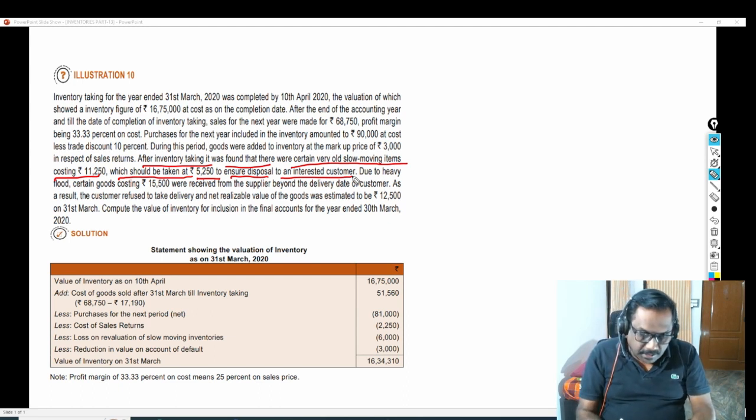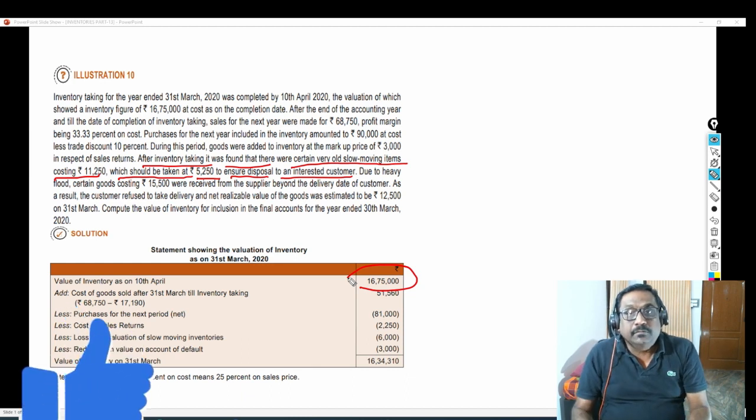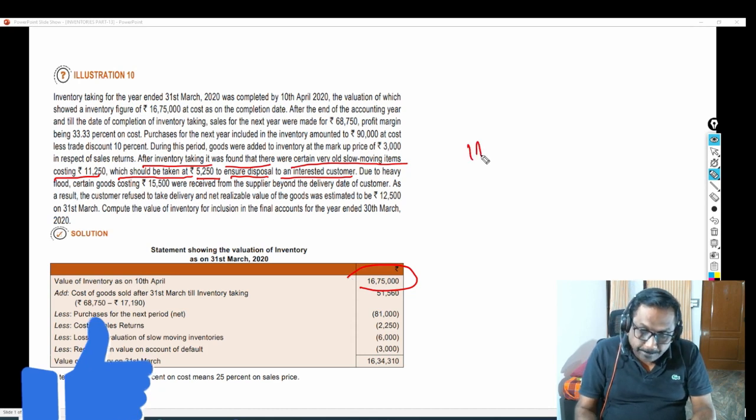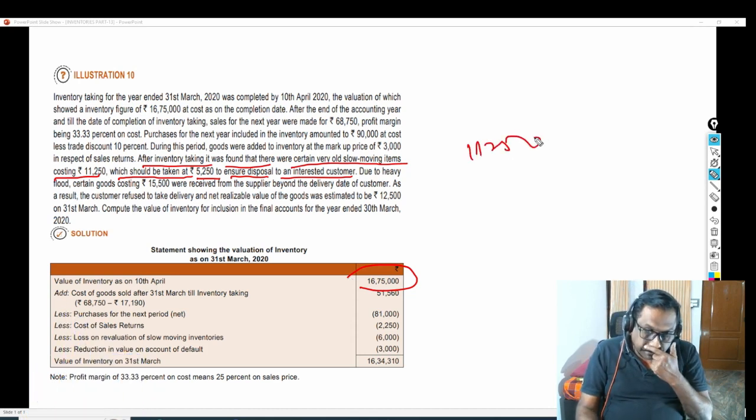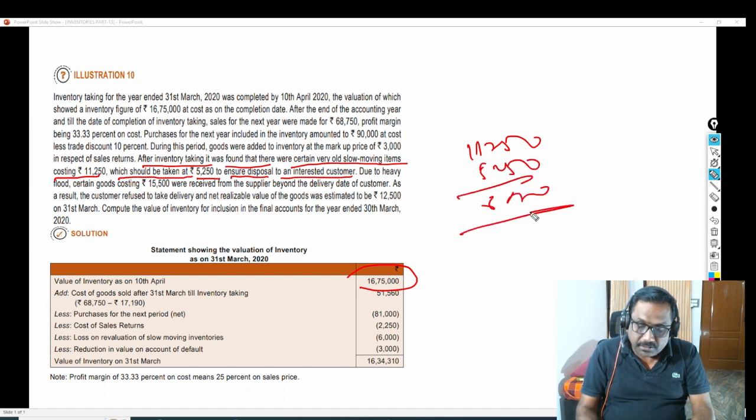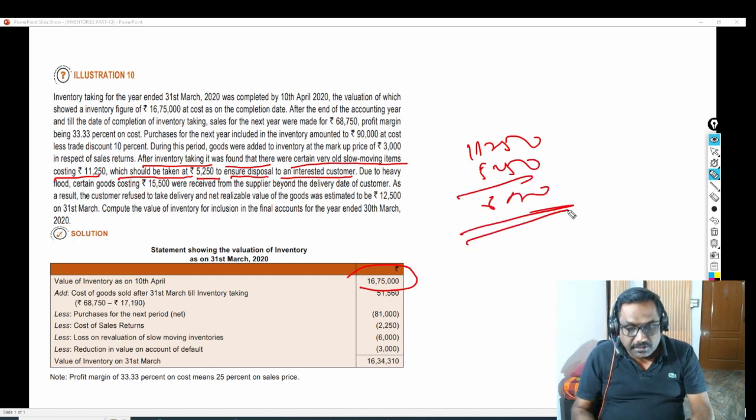So what is the net loss? You have included 11,250 in our inventory, but it is not the value. How much are you losing here? 11,250 minus 5,250, 6,000 rupees loss you have. So that 6,000 you have to reduce from the 16,75,000. Are you getting my point?